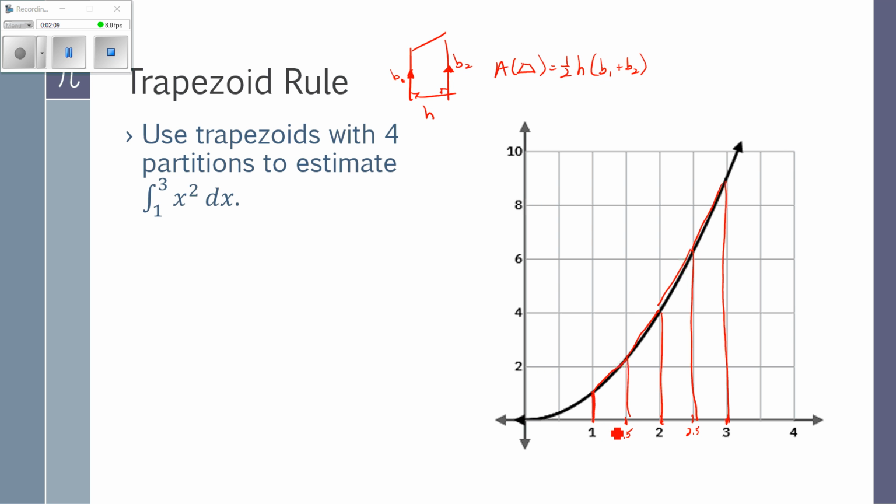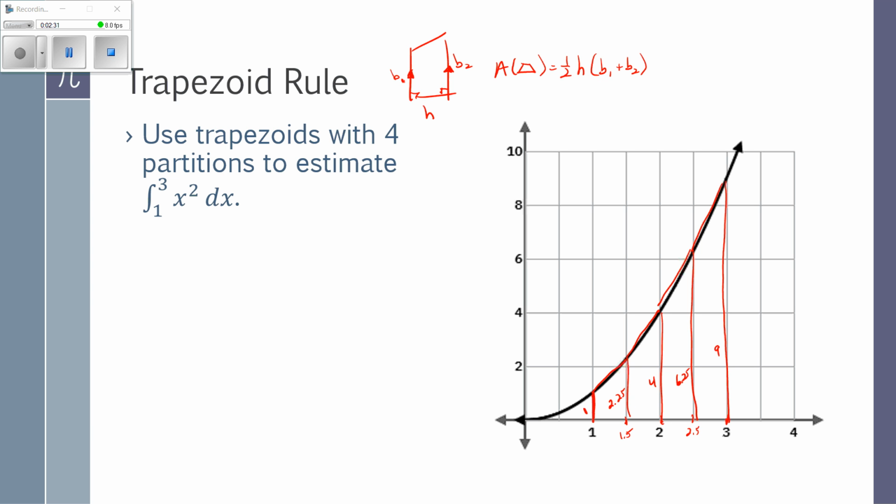The height is the distance between the x's. The bases are going up until I hit the function. So this has a base of 1. This is a base of 2.25. So base of 4. This is 6.25, and this is 9. So then I just need the area of each of those.